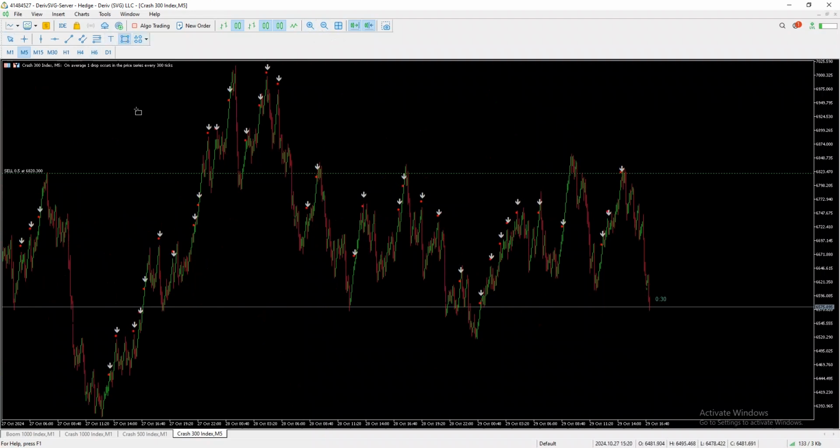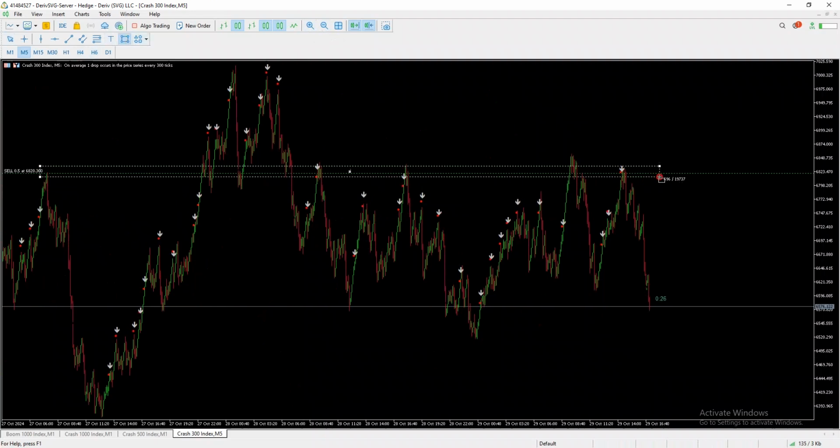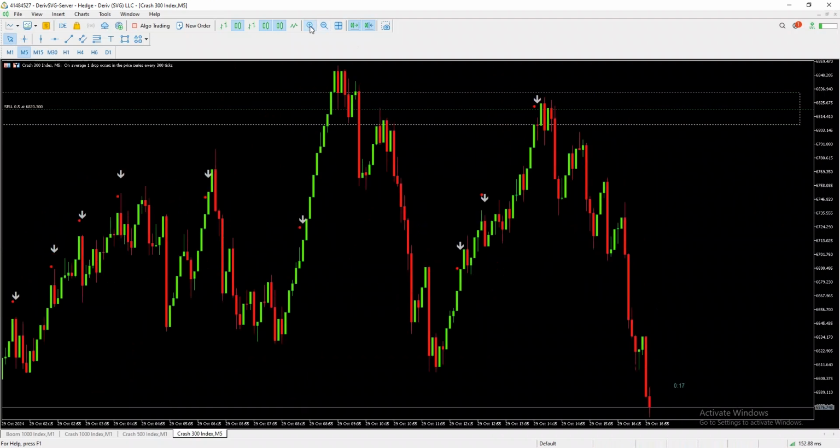So, what exactly is this strategy all about? In simple terms, we're looking to identify a sell trend on the Crash 300 index using a big time frame, like the 1 hour or 4 hour chart. Pinpoint strong resistance levels where the market is likely to reverse or pause. Use the spike detector tool to confirm our entries at these key points. This ensures we enter trades with high probability and lower risk. Okay, let's take it step by step.